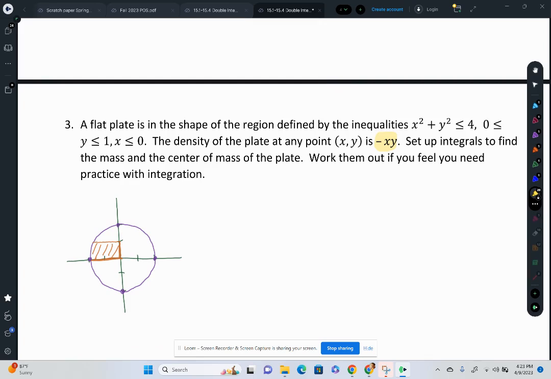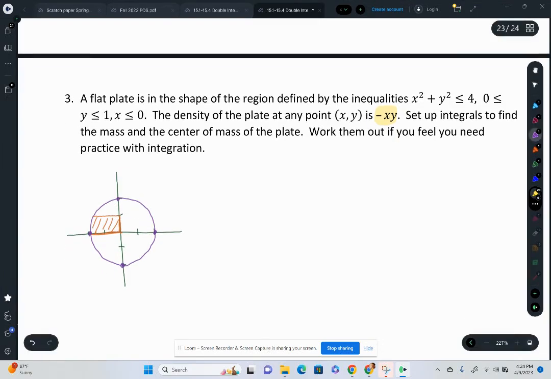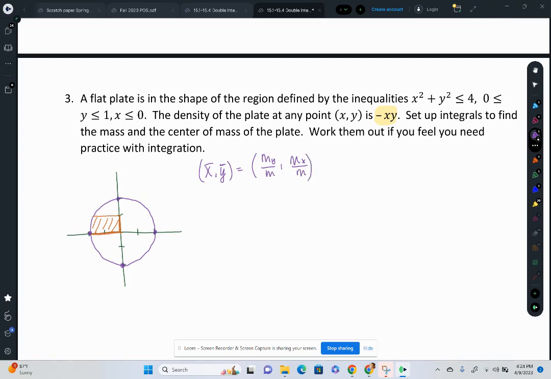So when I set this up, I have 3 integrals that I need to calculate, because we need to find x bar, y bar, which we just learned is going to be the moment about the y-axis over the mass, that's the x bar, and the moment about the x-axis divided by the mass. All right, that means we need mass. Mass is going to be a double integral of negative xy.